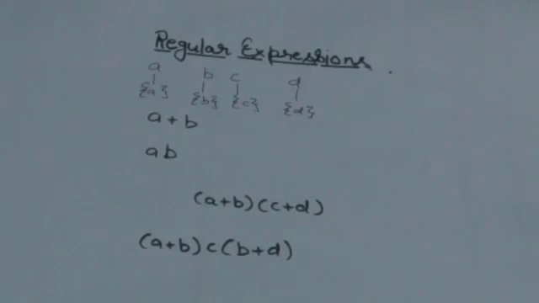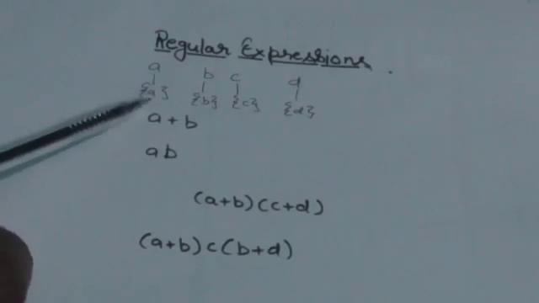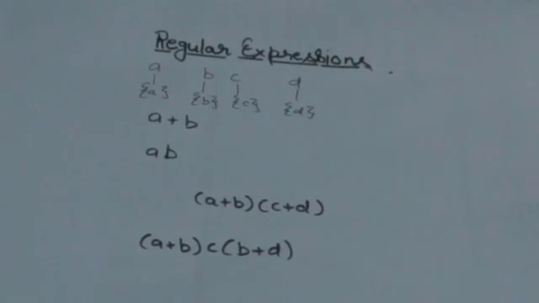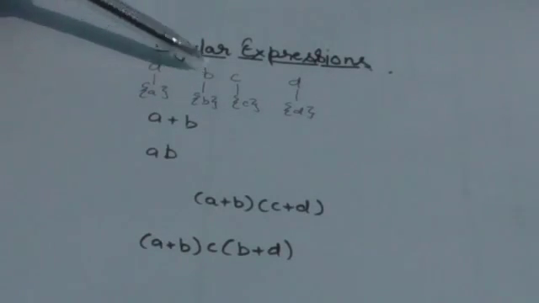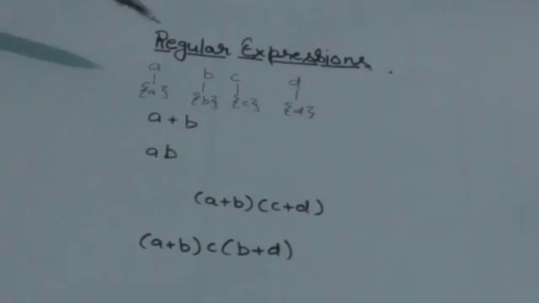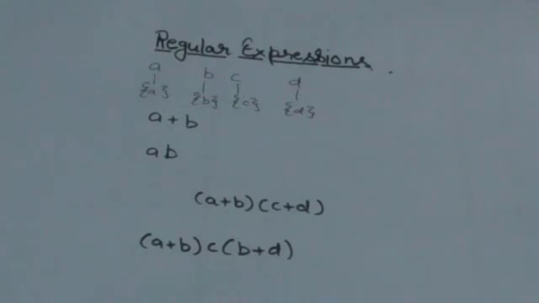Suppose we have four regular expressions A, B, C and D. Then the regular set corresponding to the regular expression A will contain only a single element, that is A. Similarly, the regular set corresponding to the regular expression B will also have a single element B. Here the regular sets corresponding to these regular expressions are written.